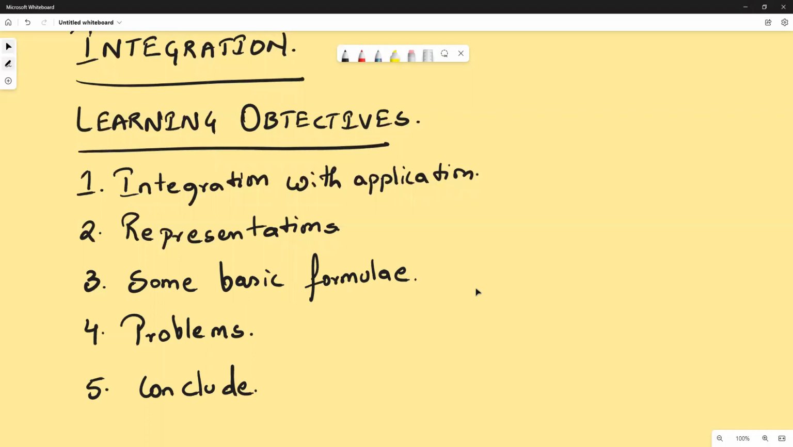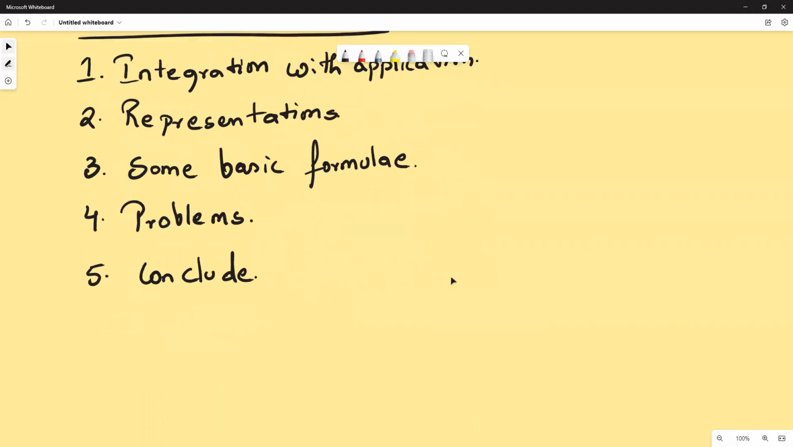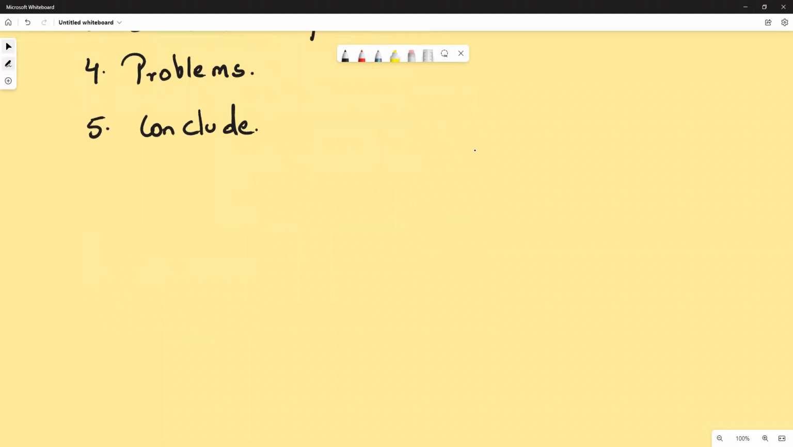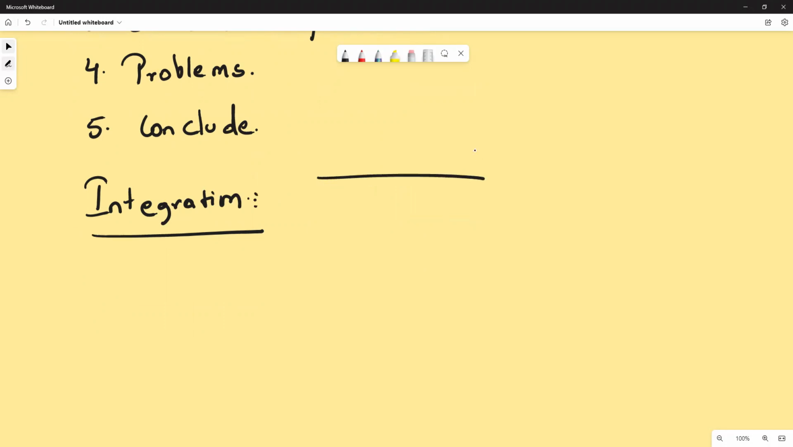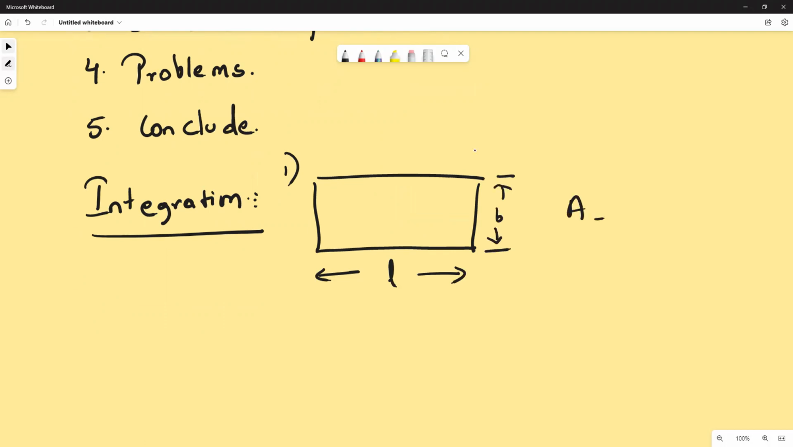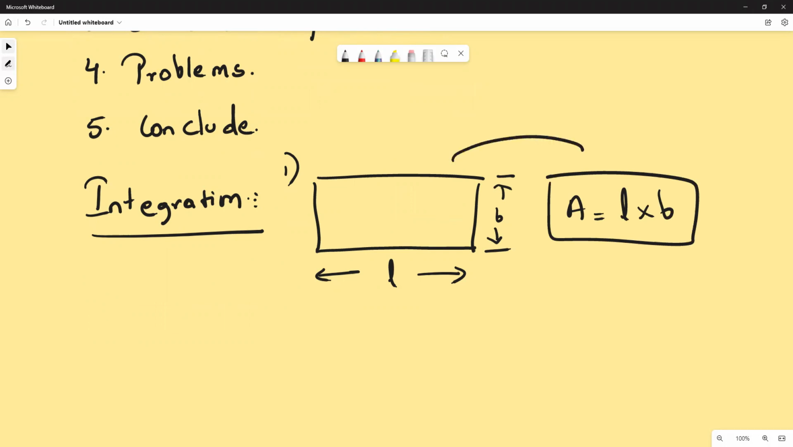Now, most of the times, students generally ask, what is integration? Why do we use integration? What's the importance of integration? Now, if I tell you that I have a rectangle whose length is L and breadth is B, I ask you, what is the area of this rectangle? You're going to tell me its length into breadth, right? Now, all this formula for area is derived using integration.